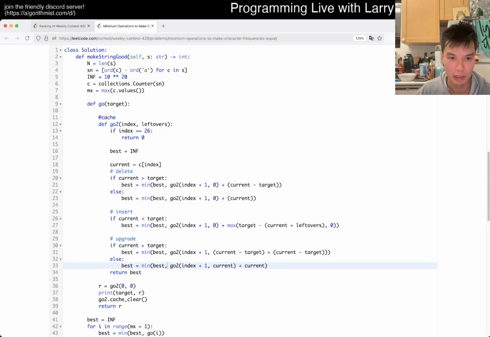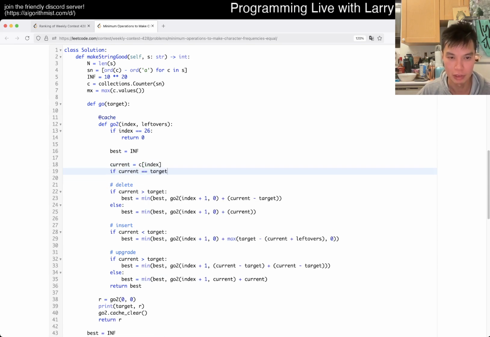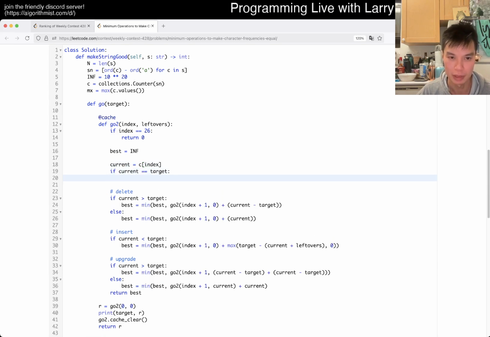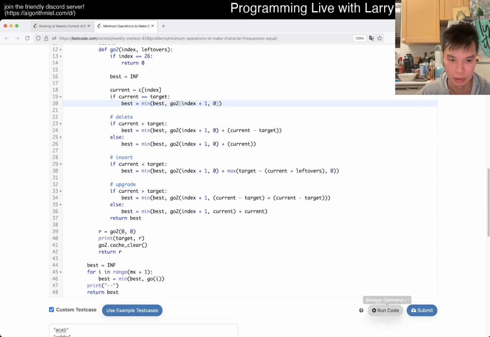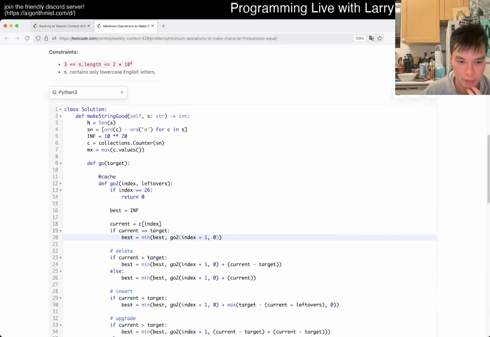So if current is equal to target, then we're done. So then we can just do best is equal to min, best go to index plus 1. And then we have no leftovers, because we don't care about the leftovers. But that's still not right, and it changed the other answers, but not this one.